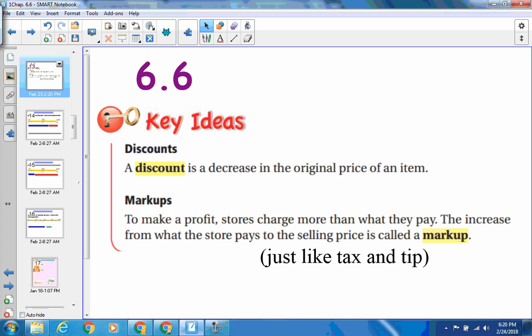Hi, in 6.6, we're going to work with discounts and markups. So you're going to be following along in your foldable, but first I want to show you some percent bars that are not in your foldable.